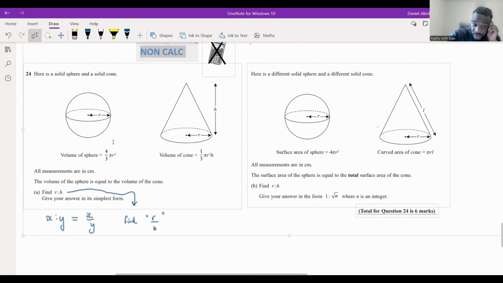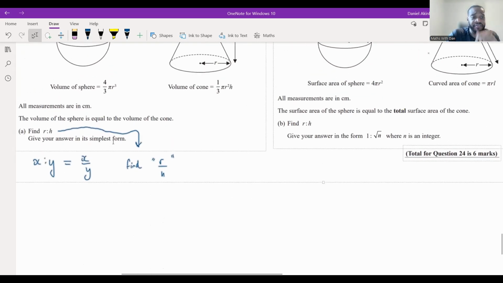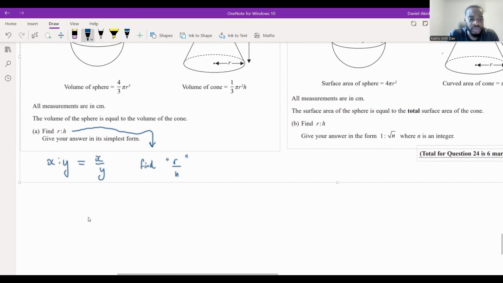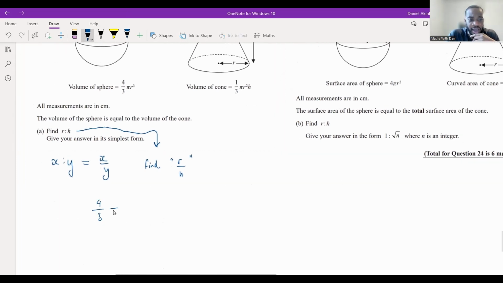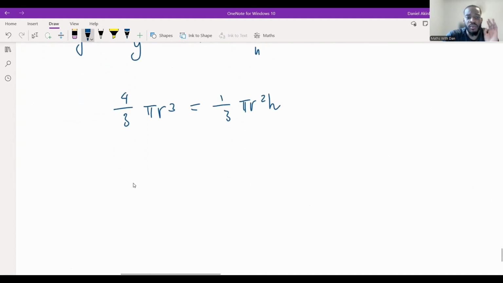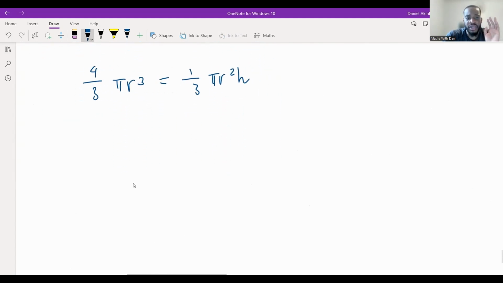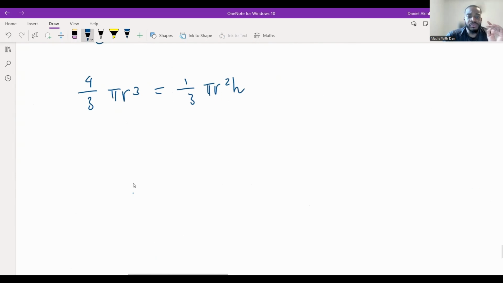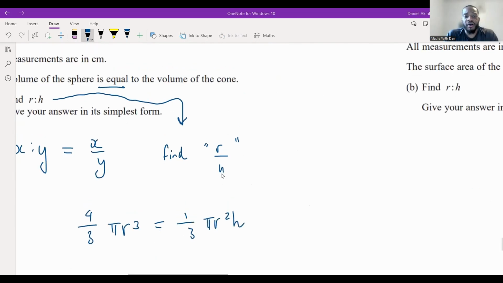All right. So the volume of a sphere is 4 over 3 pi r cubed. And this is equal to the volume of a cone, which is 1 over 3 pi r squared h. Does everybody agree with that? How many of you guys got this? This would have definitely given you a mark, I believe. Anybody get this for their working out? Now it's your job to just use algebra to figure out an expression for r divided by h.